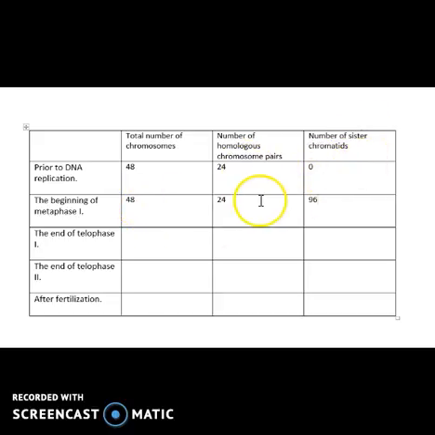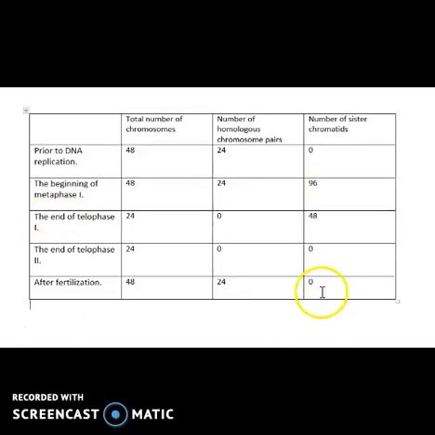However, at the beginning of metaphase 1, you have 96, or double your number of total chromosomes, you'll have 96 sister chromatids. So I've added the answers.